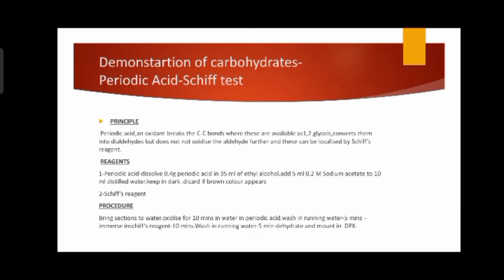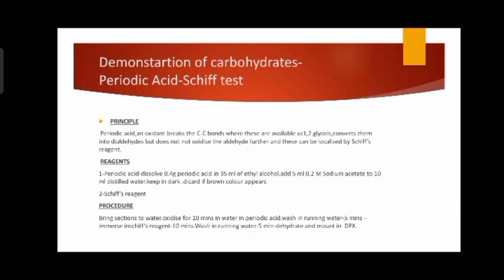So the principle of this test is that the glycol groups of carbohydrates are oxidized by periodic acid to release dialdehydes. These aldehydes, on subsequent combination with Schiff's reagent, result in the formation of a magenta colored complex, or a color ranging from red to violet. So this intensity of color demonstrates the tissue component with carbohydrate attachments. So this is about their principle.